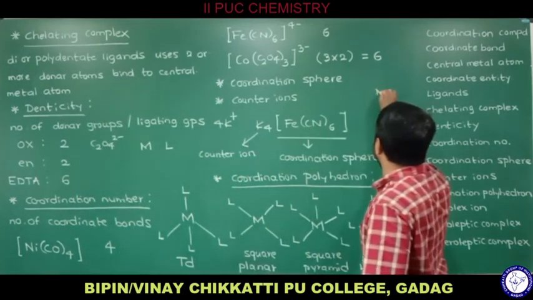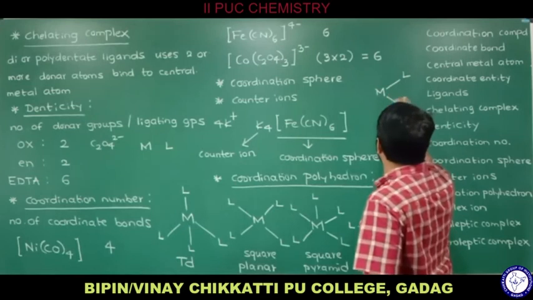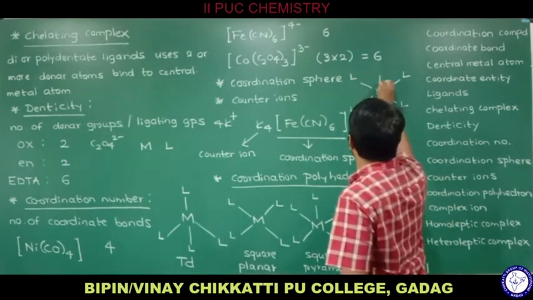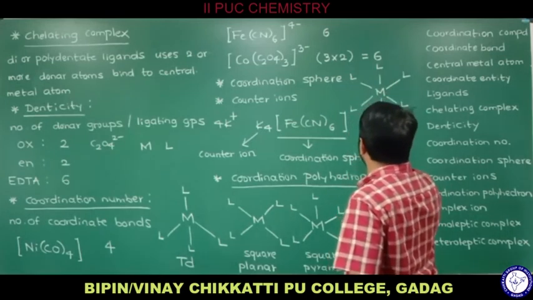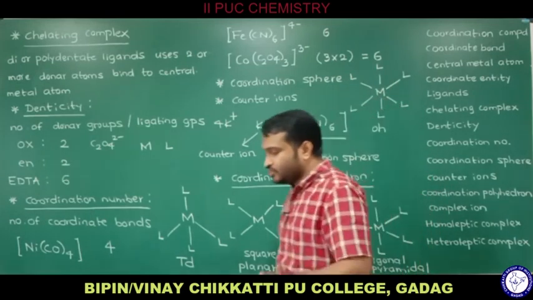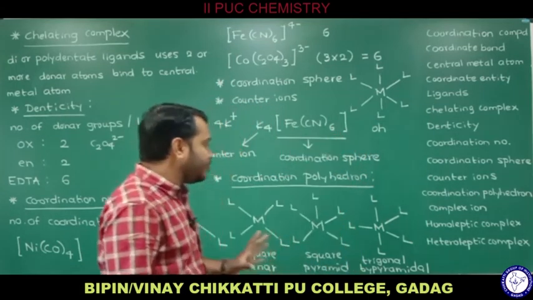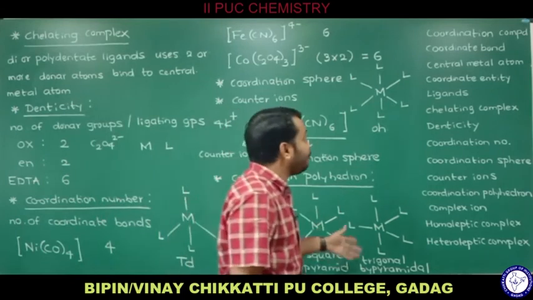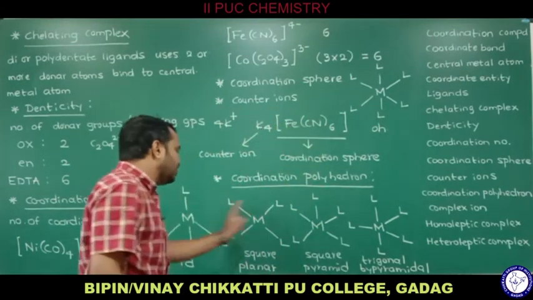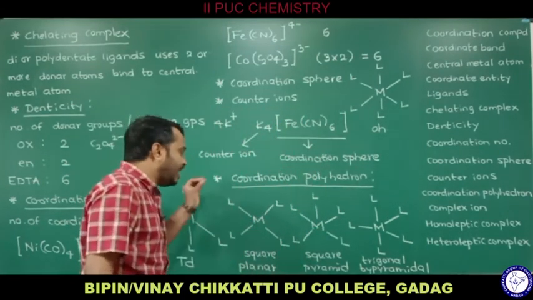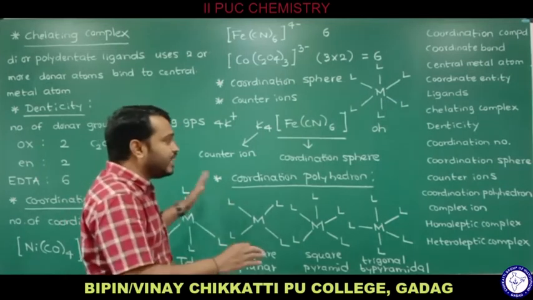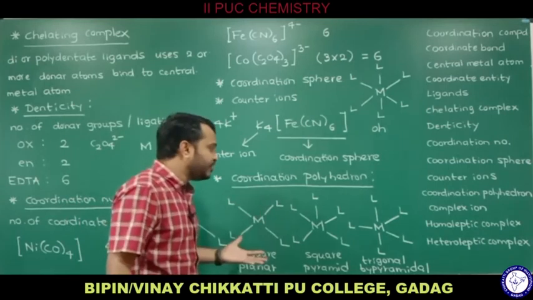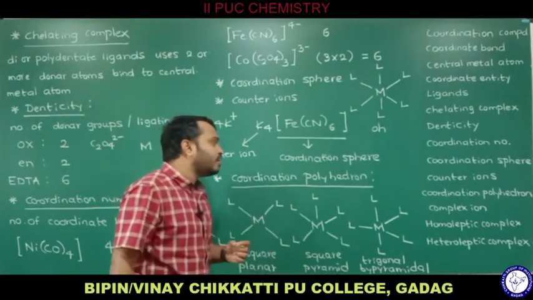So let me write over here. We have a central metal atom, and we have 6 ligands, and 4 are in this fashion in the plane, and one will be above and one will be below, and these we call octahedral shape. So some standard polyhedra I have drawn to understand. So tetrahedral, square planar, square pyramidal, trigonal bipyramidal and octahedral, where in all these cases M stands for central metal atom and L stands for ligand, and these ligands are spatially arranged around the central metal atom, or we can say the geometry of the complex ion is called coordination polyhedron.